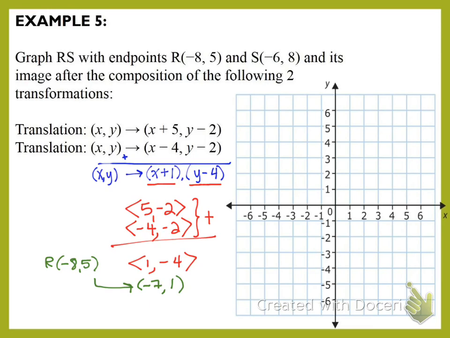And so what's going to happen is my point R, which was at the coordinate -8, 5, if I apply this transformation, 1 to the right, 4 down, will become the point -7, 1. And my point S, which had coordinates -6, 8, if I apply the transformation 1 to the right, 4 down, will become -5, 4. And I can graph this on my coordinate plane. And that's what R prime, S prime, or the image of this composite translation looks like.